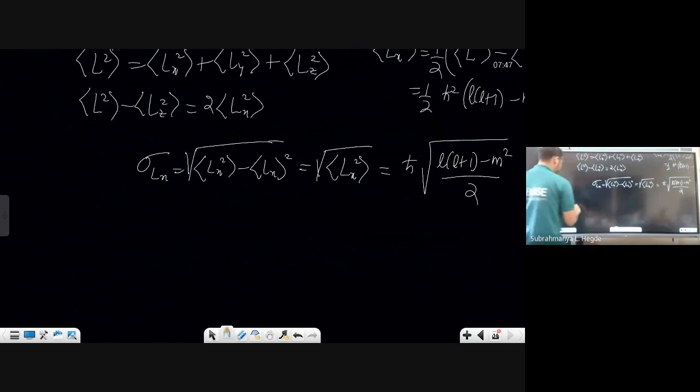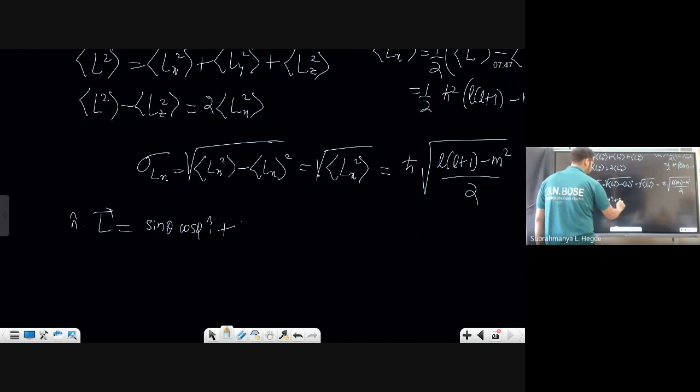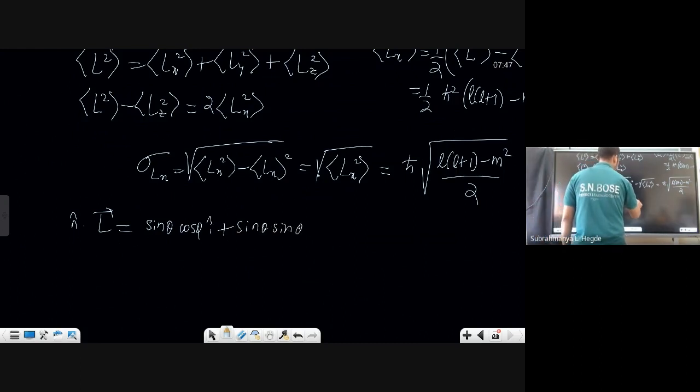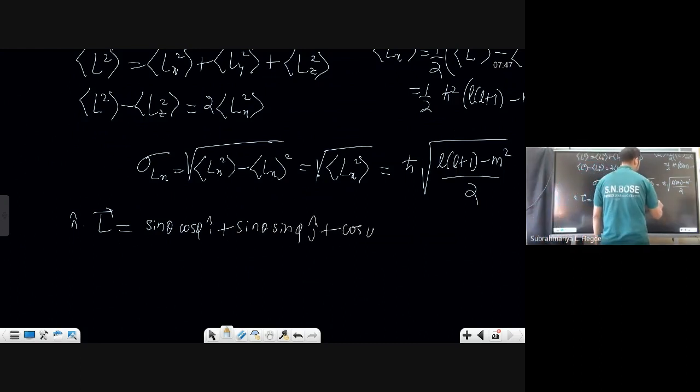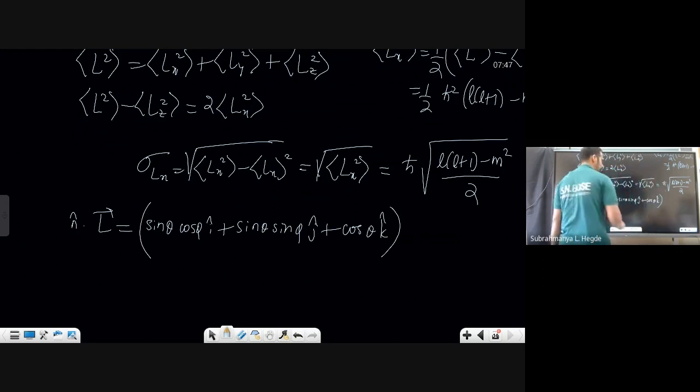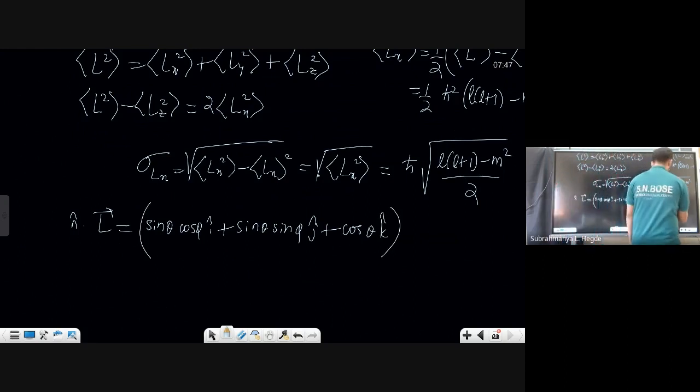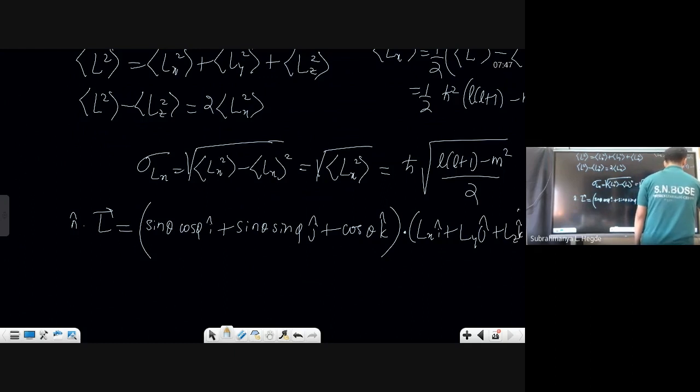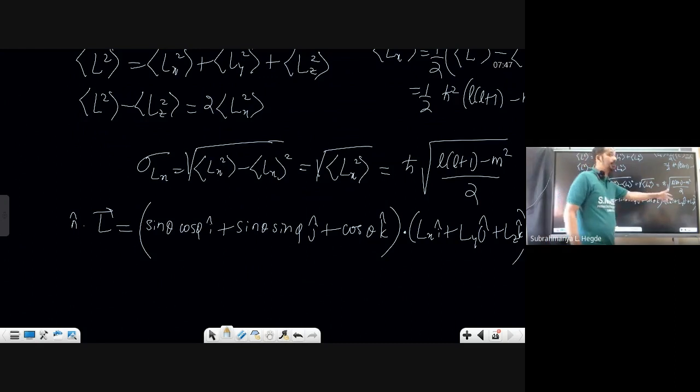Now, that is a very huge step. n cap dot L vector. What is n cap? It is sin theta cos phi i cap plus sin theta sin phi j cap plus cos theta k cap. This is what we did in that spin measurement problem. Then L is Lx i cap plus Ly j cap plus Lz k cap. Now individually multiply: you get Lx into this term, Ly into this term, Lz into this term. You write that in terms of ladder operator.